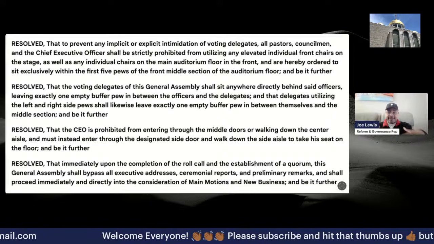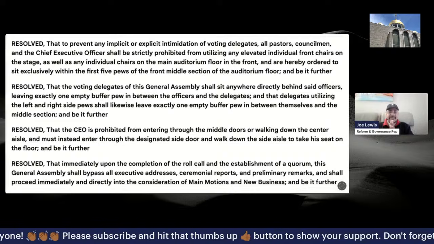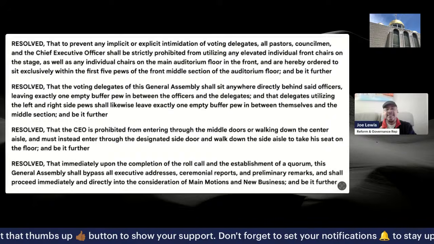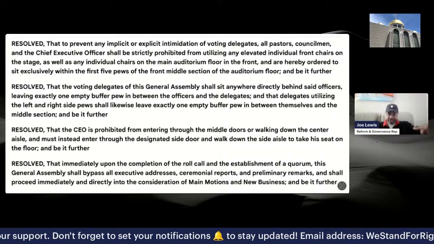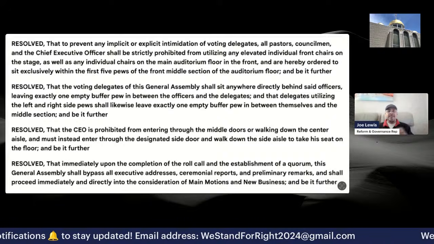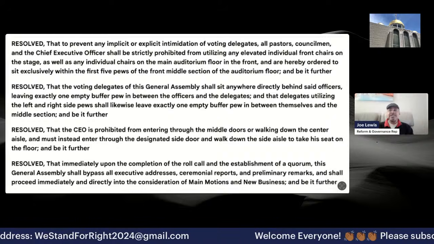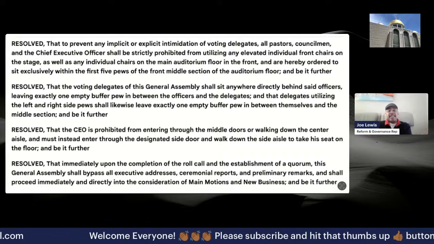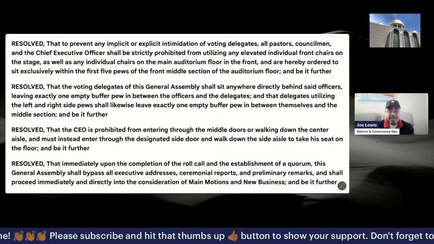Okay? Meaning that afterwards, after the completion of the roll call, this is the motion, that the approval of this motion bypasses the executive addresses that you hear normally from the CEO to address the body. That means there's no salutations, there's no greetings, there's no remarks being made, no commentary coming from the CEO. There's no remarks made from any of the other staff. There's nothing at all, any remarks made from them.